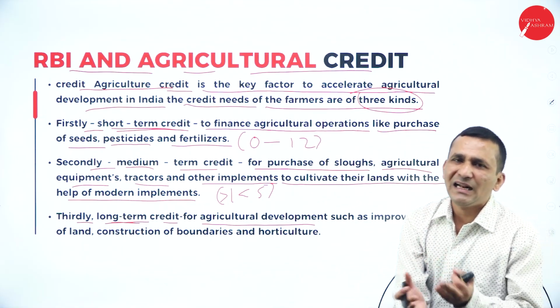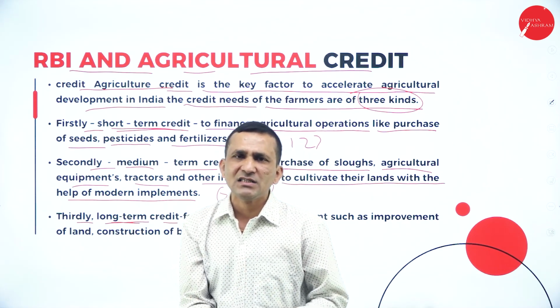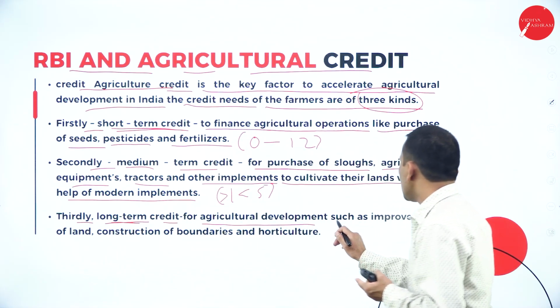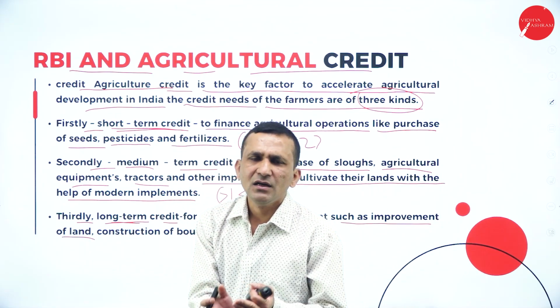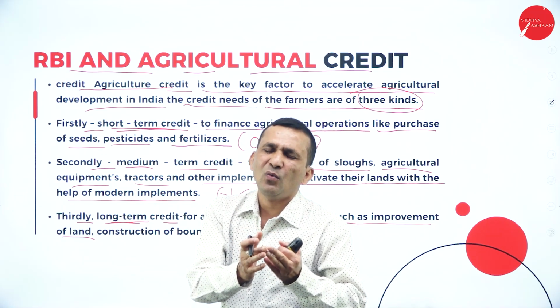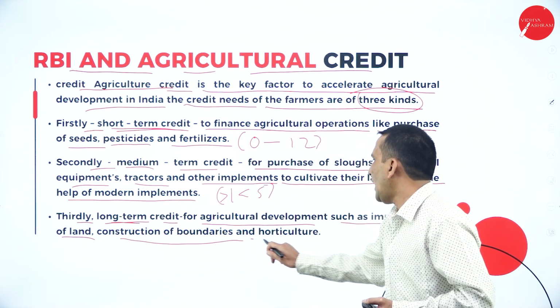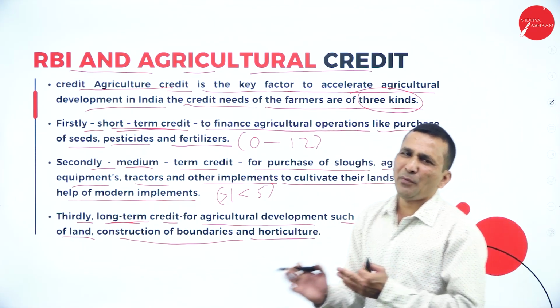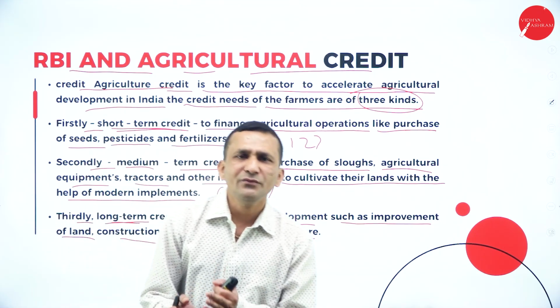The land has to be converted for agriculture, so you need to finance support for a long period. For improvement of land, you need long-term finance. Whenever farmers get a subsidy, and for construction of boundaries and horticulture, it is very important for agriculture purposes. So that's what they depend on for long-term credit facility.